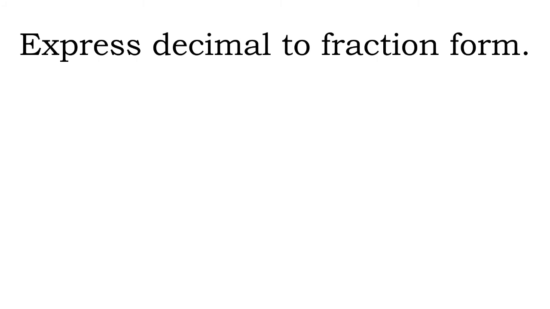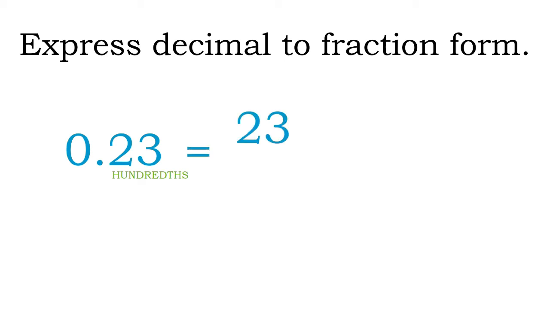Let us now answer the second problem. Let us express 0.23 in fraction form. To do that, let us first identify the place value of the last number, which is 3. So the place value of 3 is hundreds. Now, copy all the digits at the right side of the decimal point, which is 23. Divide it by 100 since the place value of the last digit is hundreds.